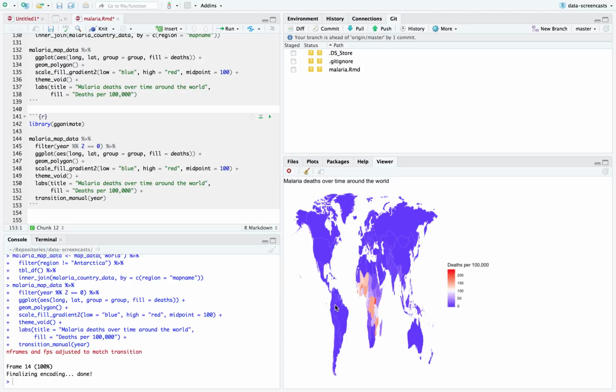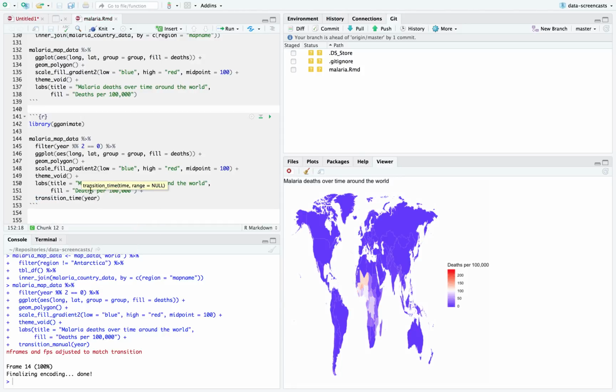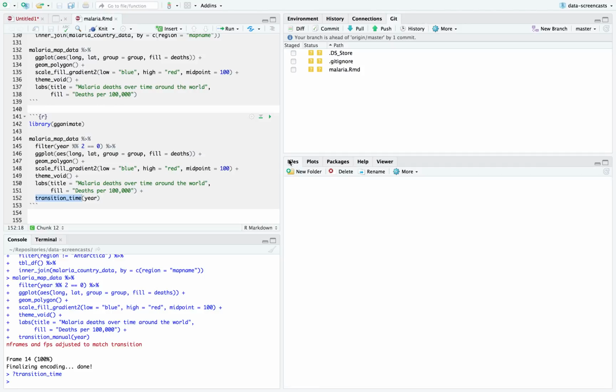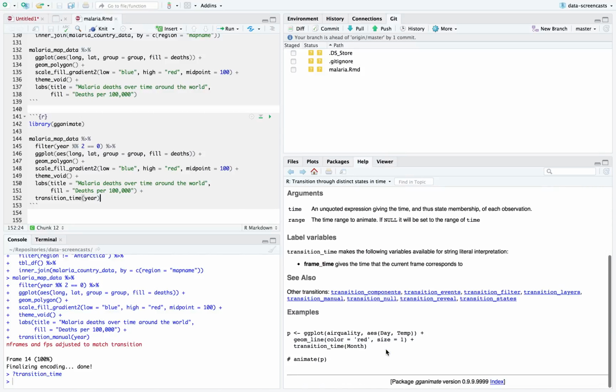I'm seeing it changing over time. Okay. I think that at this point I can use transition time from gganimate. So I think I can say transition time, which if I remind myself, okay, yeah, I think it will blend those together, and I believe that then I can put frame time into the title.